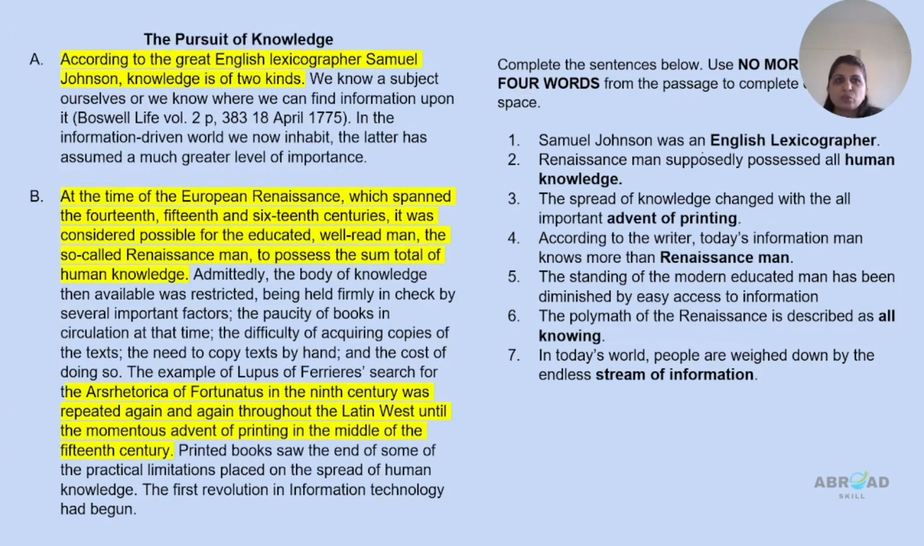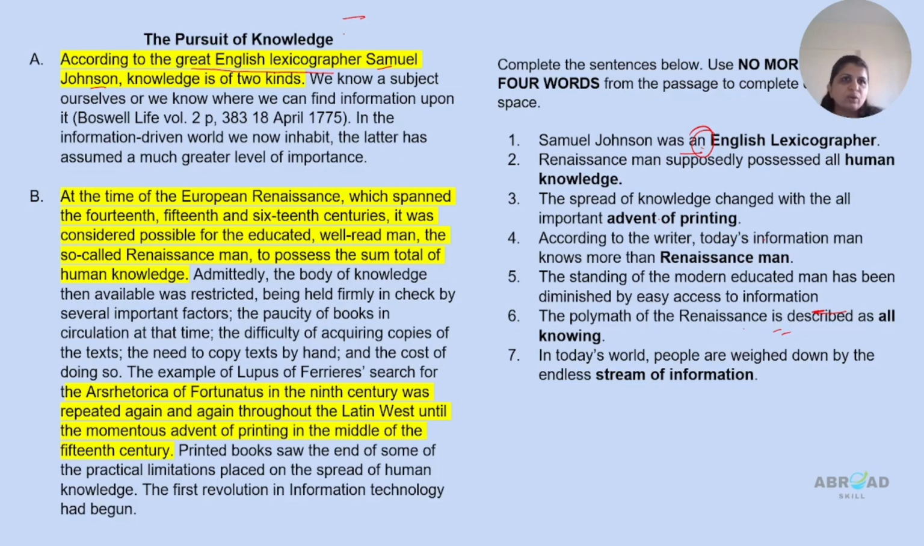So the first one, Samuel Johnson was an dash. So who was Samuel Johnson? We have his name in the first paragraph itself, Samuel Johnson, and he was a great English lexicographer. It is already mentioned that we are using the article an, so obviously the word great won't come over here. We need to start with a vowel word. So obviously the answer will be English lexicographer, and we cannot write great English lexicographer.